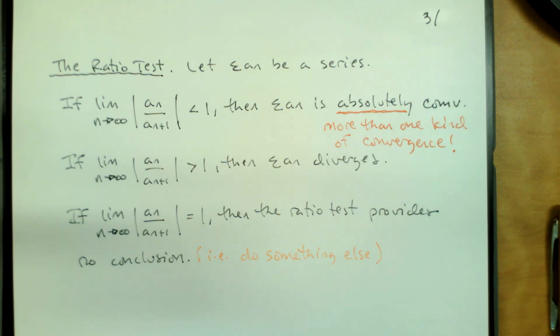If this limit from the ratio test is equal to 1, then the ratio test is not telling you anything. That does not mean that you write no conclusion, because you have to choose converges or diverges. That just means you have to do something else. The ratio test is not the way. The ratio test is like, oh, can't help you, dude. The limit from me is 1. I can't tell.